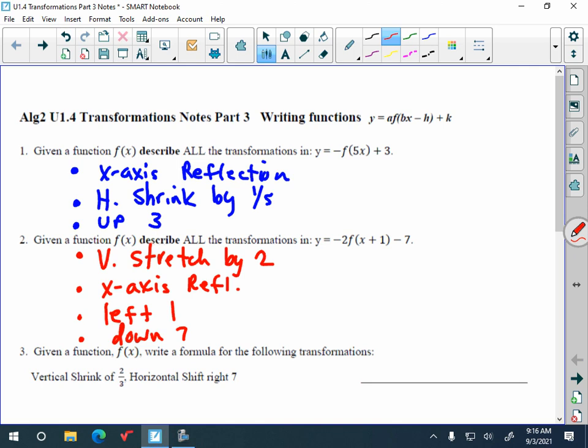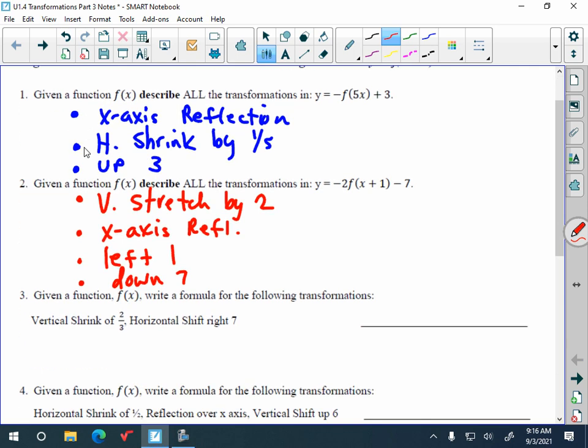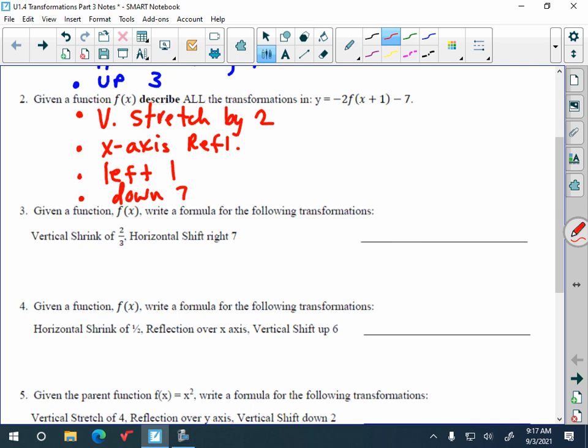All right, so now what we're going to do is the reverse. They give us the transformations, the descriptions, and then we're going to put it into a function or an equation. So you want to remember everything that's vertical, that's up, down, vertical stretch, vertical shrink, that's all stuff that has to stay on the outside of the parentheses. Anything that deals with horizontal, so that's left or right movement, horizontal stretch, horizontal shrink, that deals with inside the parentheses.